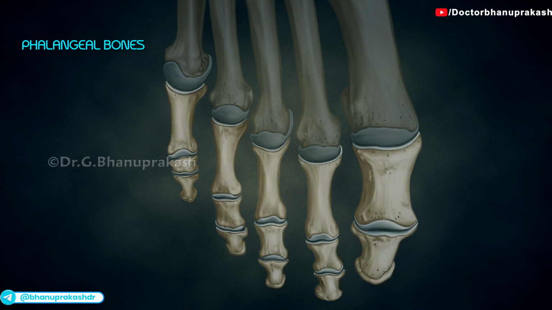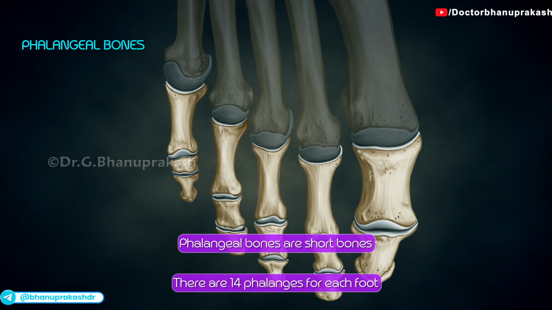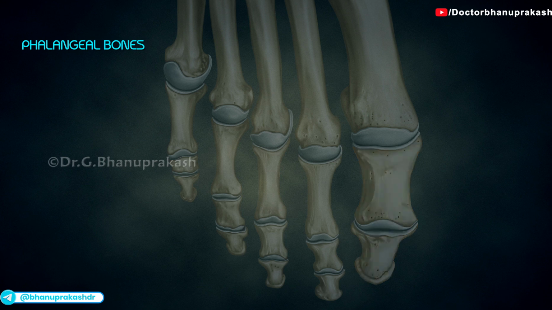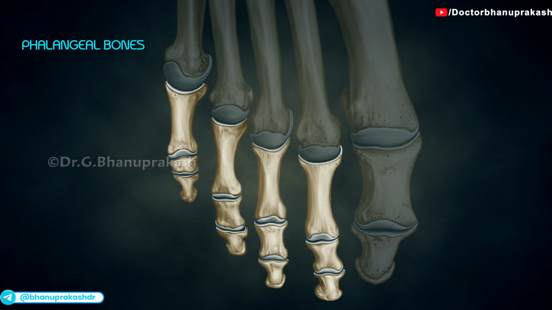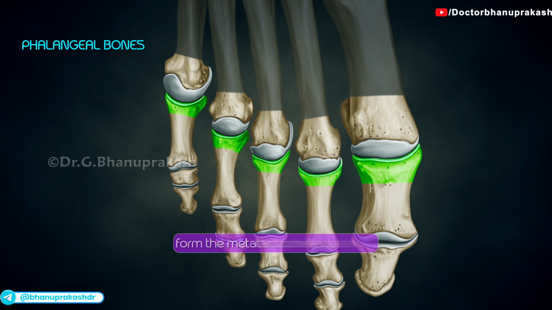Phalangeal bones. The phalangeal bones are short bones. There are 14 phalanges for each foot. There are 2 bones for the great toe and 3 bones for the rest of the 4 toes. The great toe has a proximal and a distal phalanx, whereas all the other toes have a proximal, middle, and distal phalanx. The base of each phalanx has a facet which articulates with the head of the corresponding metatarsal bone to form the metatarsophalangeal joint.